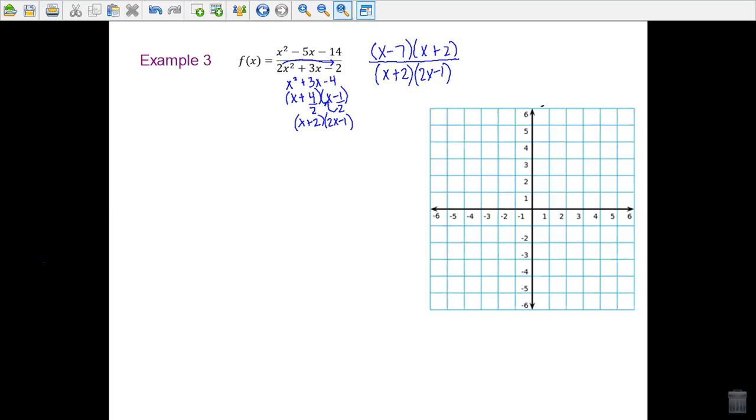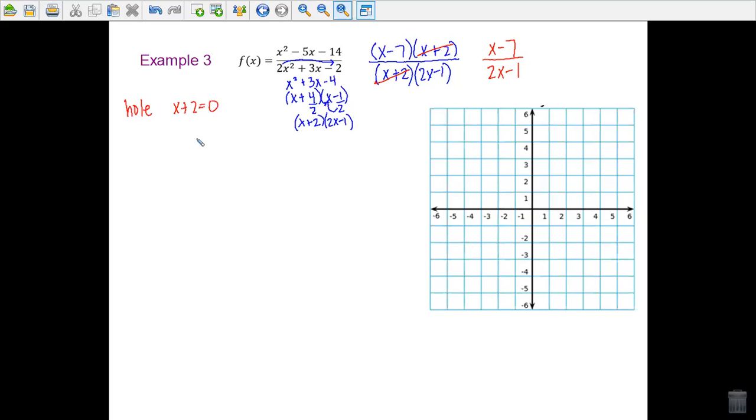And you should have an alarm going off in your head. You should see something right now. I have x plus 2 on top and on bottom. So that means they cancel, and I can simplify my fraction. And my new fraction becomes x minus 7 over 2x minus 1. And what that also tells me is anytime anything cancels, that means for this problem, we have a hole. All right, so we have a hole at whatever makes what canceled equal to 0.